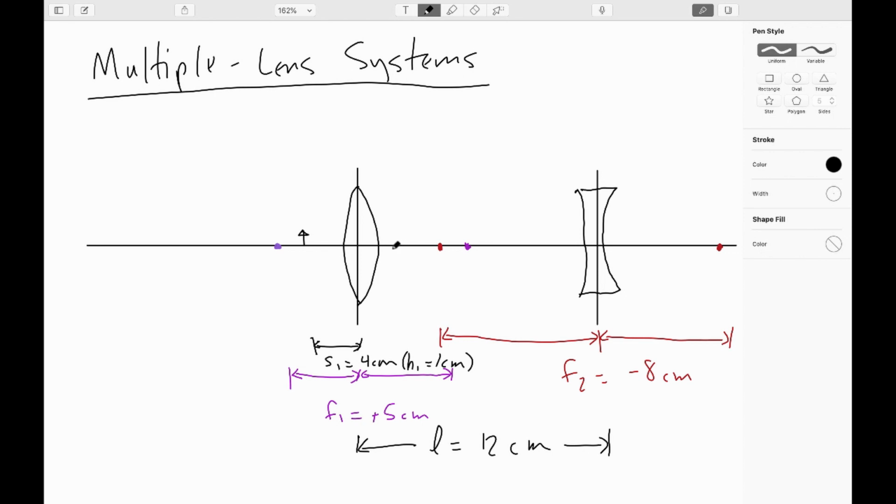Now what we'll do is go ahead and locate the image for this first lens. Once we locate it, the rule is, and I'll justify it after we do the example, that you use the image from the first lens as the object for the second lens. So let's go ahead and start drawing our ray diagram.